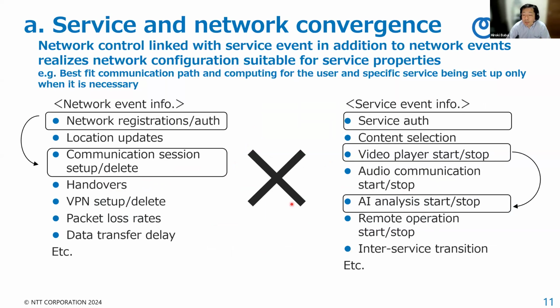So first, for the C-plane part, the ISAP C-plane function provides service and network convergence in orchestration by integrating service and network events. As shown in the slides, network events such as network registration, authentication, or session establishment are occurred by the user's behavior. And also the service event information, such as authentication, video player start or stop, or AI analysis start or stop, those kinds of events are collected in the service event control platform. So by linking those events, ISAP triggers in-network computing resource instantiation for users, and the computing resource should be suitable for the user.